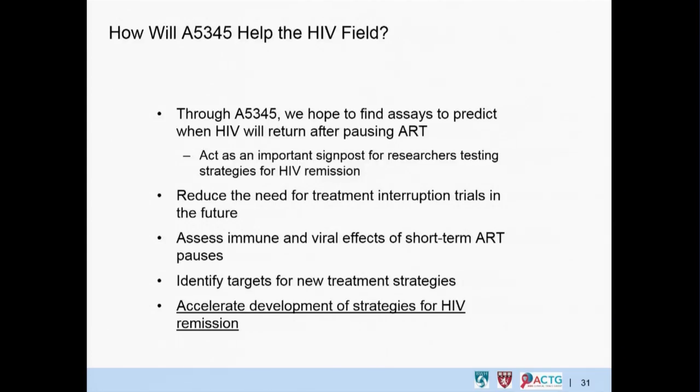And I think that through 5345, we hope to find assays that can predict when HIV will return after pausing antiretroviral therapy and can act as a signpost for researchers testing strategies for an HIV remission, potentially reduce the need for treatment interruption trials in the future, to assess any of the effects of these short-term antiretroviral therapy pauses, as well as to identify targets for HIV treatment, and overall really is to try to accelerate the development of strategies for HIV remission.